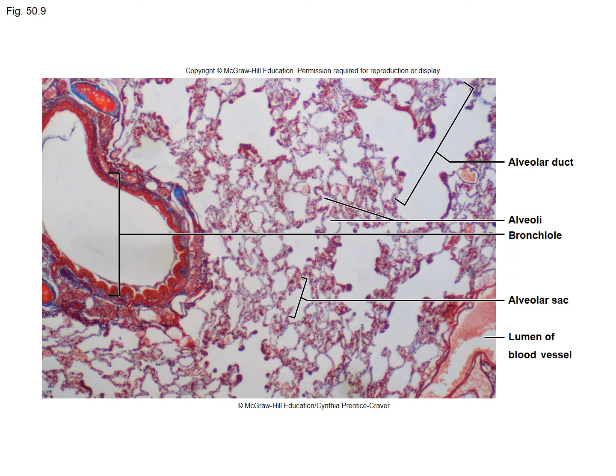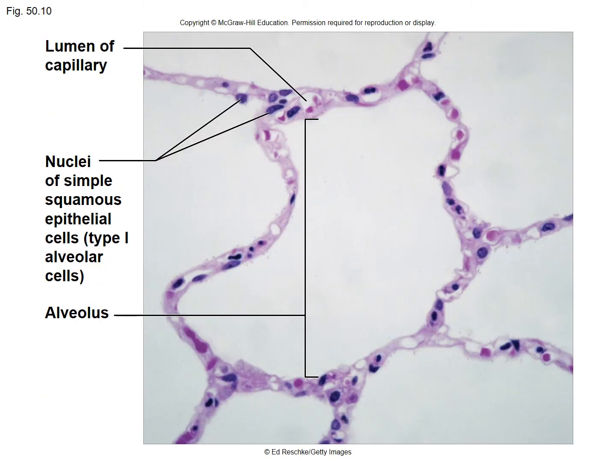Histological slides for the alveoli. This will be the alveolar duct, this will be the alveoli, this will be the bronchiole, this will be the alveolar sac, and this is the lumen of a blood vessel. A beautiful alveoli again. You have the lumen of the capillary, and these are the nuclei of a simple squamous epithelial cell, type 1 alveolar cells, and this will be the alveolus. Simple means one layer, squamous means flat like a fried egg, flat epithelial tissue, and type 1 alveolar cells.